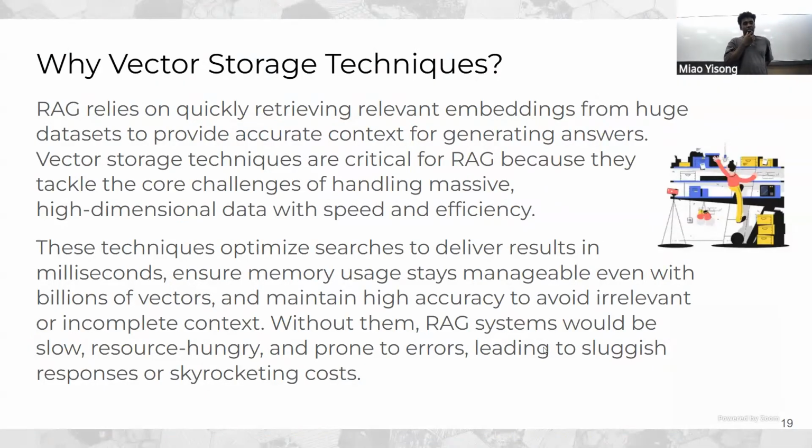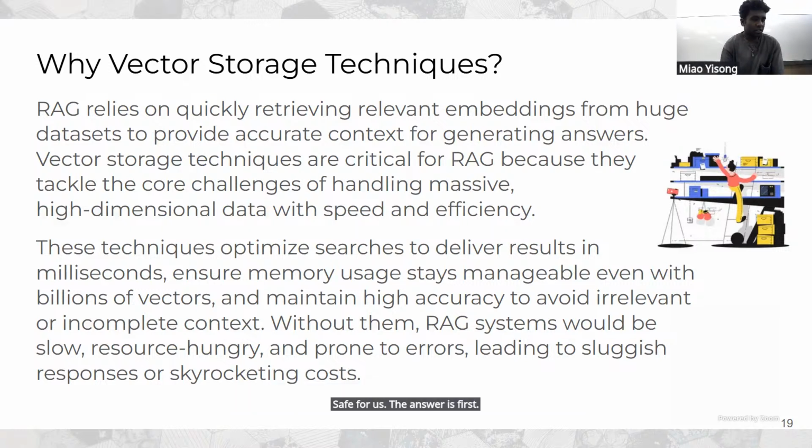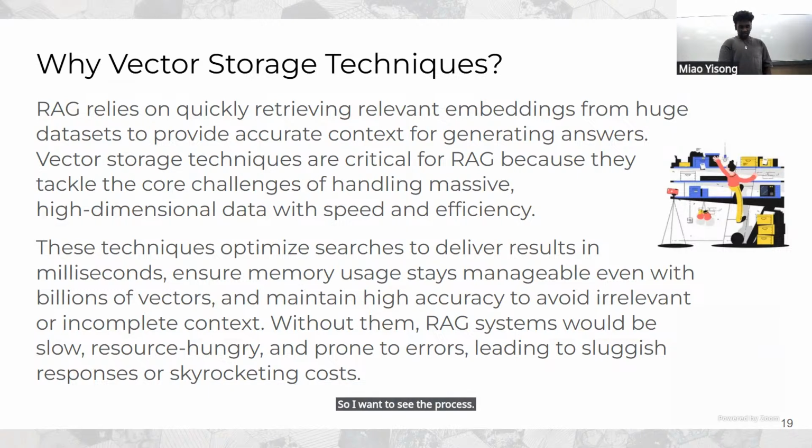First of all, the question arises: why do we even need vector storage techniques? Or more specifically, why do we need a way of storing vectors and retrieving those vectors very fast? The answer is quite simple: RAG especially relies on retrieving embeddings from huge data sets to provide relevant information. Because of that, we need certain techniques, since we can't always use normal search algorithms for RAG, especially when we have high dimensions. We want to make the whole process more efficient.